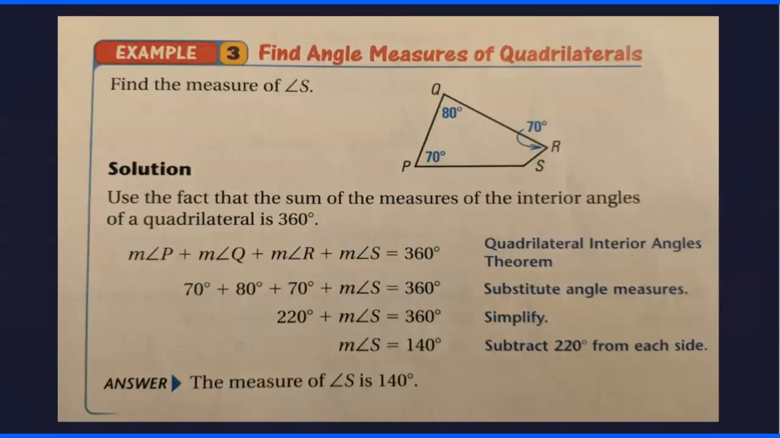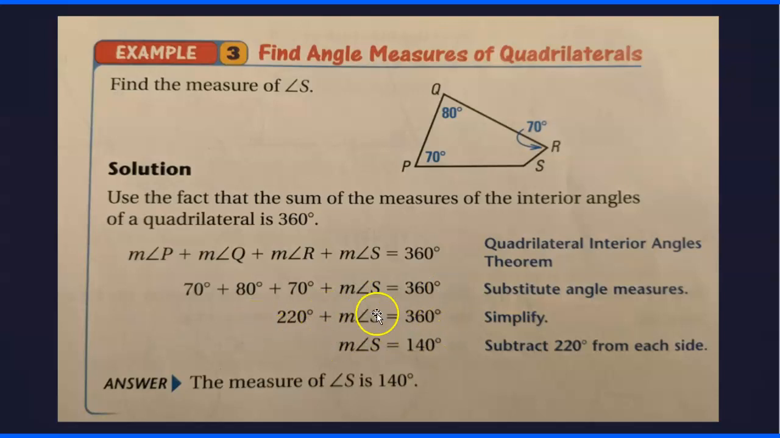So let's take a look at example number 3, and it says find angle measures of quadrilaterals. Well, we already know they equal 360 degrees. So we begin by taking our angles that we already know, 70 plus 70 plus 80, and we don't know S, and so we know all of those together are going to equal 360. Then we have 220 plus the measure of S equals 360.